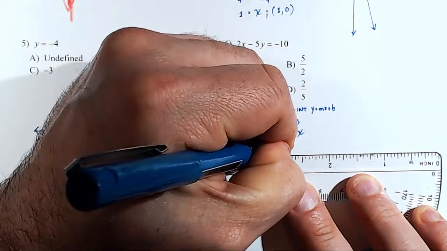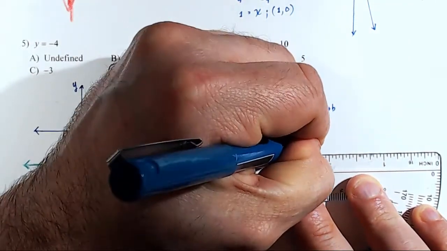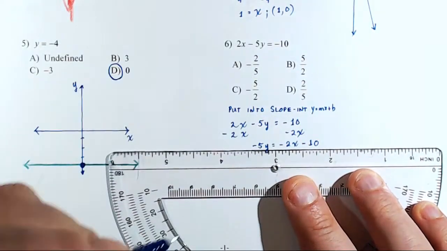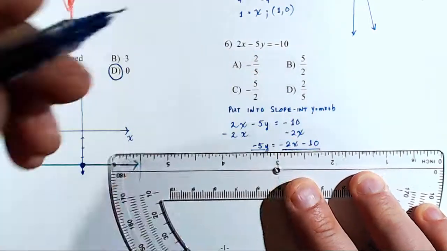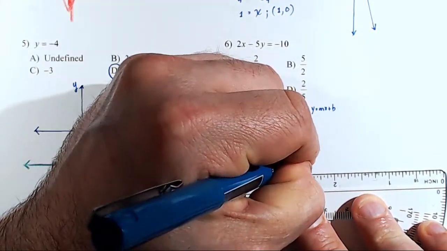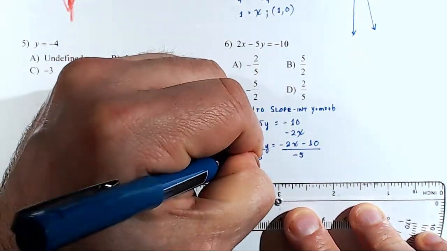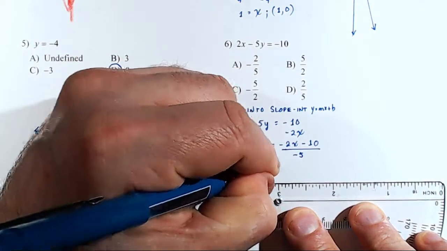equals -2x minus 10. We will divide every term by -5 to get rid of that -5 in front of the y. Those cancel on the left, and now we have y equals.